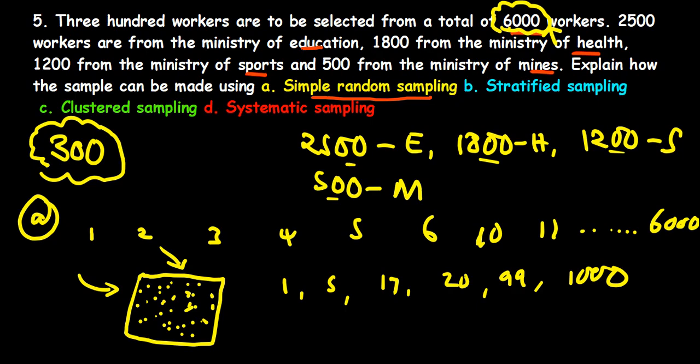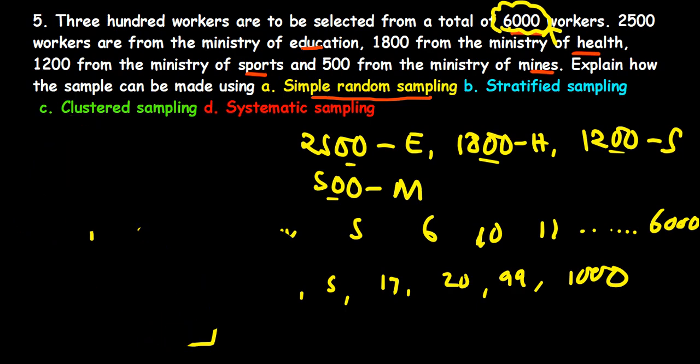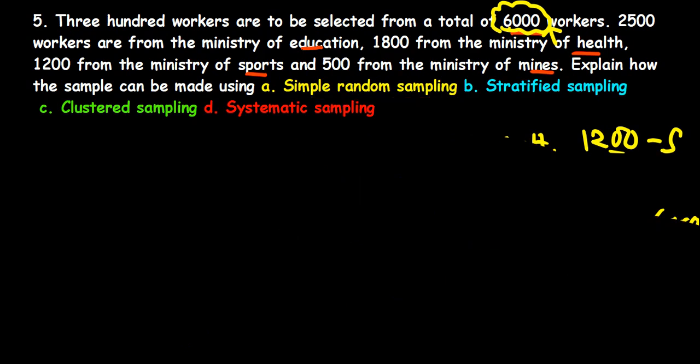All right, and then let's go to the second one there. If you have any questions, feel free to ask, guys. So let's go to the second one, which is stratified. How do you pick a sample of 300 people using stratified random sampling?